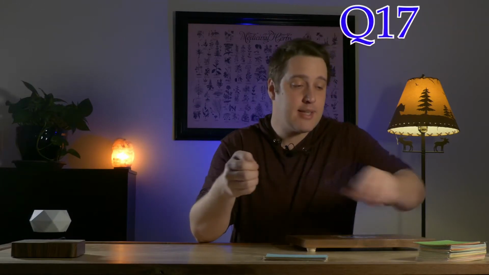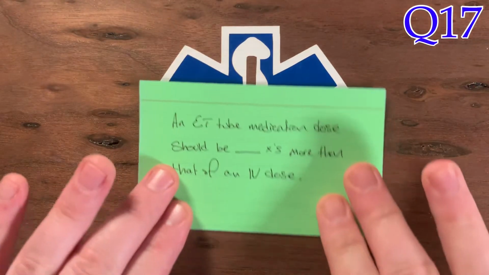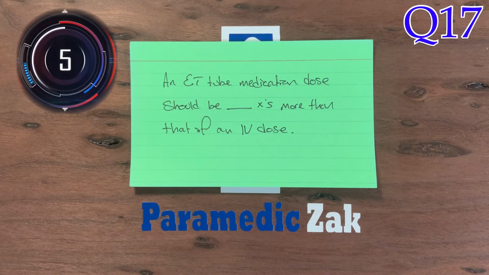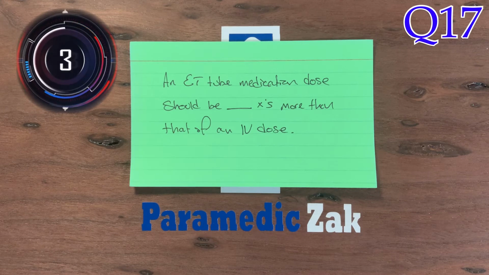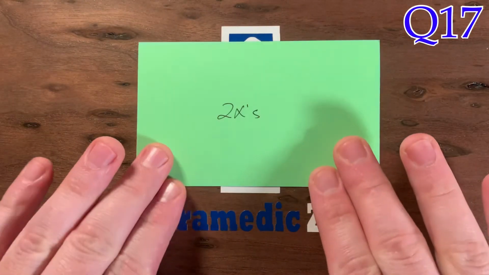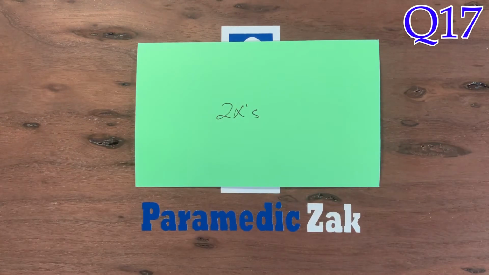Alright, question 17. An endotracheal tube medication dose should be blank times more than that of an IV dose. Okay, so the AHA, or the American Heart Association, states that an endotracheal tube medication dose should be anywhere between 2 to 2.5 times greater than an IV dose. Alright, question 18.